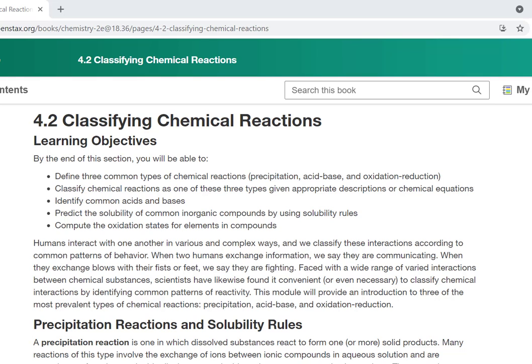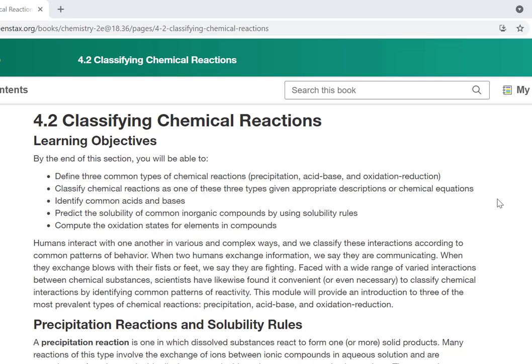Hello everyone. We're going to continue looking at classifying chemical reactions by looking at acid-base reactions. I would actually probably reword this learning objective. Instead of "identify common acids and bases," I think a better way of saying this is "predict the result of acid-base reactions." And part of that does include identifying these.